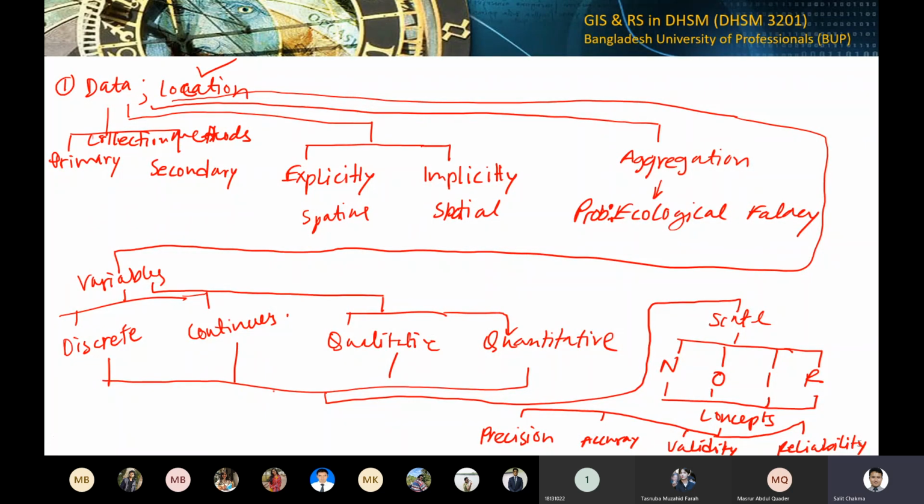For example, many people are doing studies on people's awareness of COVID-19, right? So when they are doing that, they are not considering, I mean, this is neither an explicitly spatial study nor an implicitly spatial study. Because when you are doing it, you are not really saying that I'm doing it only in Dhaka, I'm not doing it from the perspective of divisional categories or at the district level.